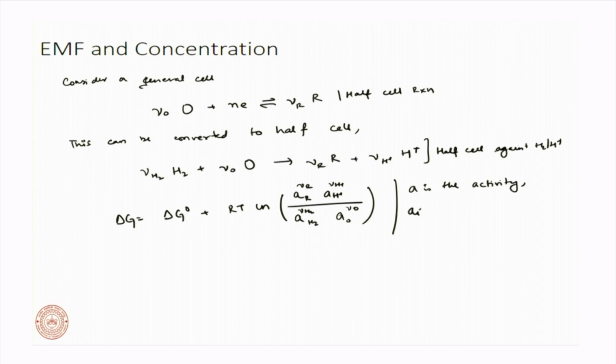A of i for the ith species is gamma i times Ci over C naught, where C naught is the reference, typically 1 molar, Ci is the concentration of the ith species, and gamma i is the activity coefficient.